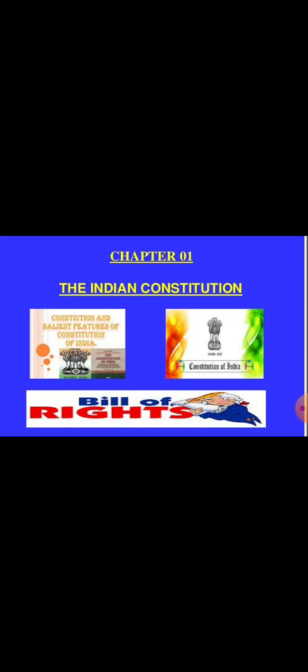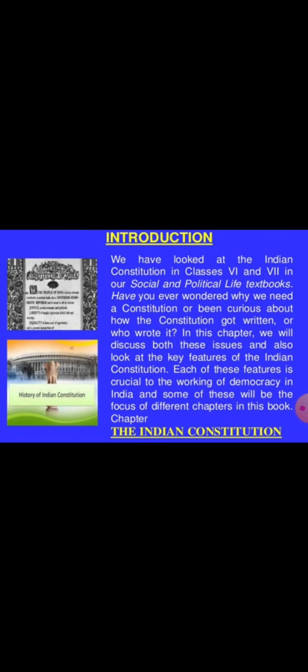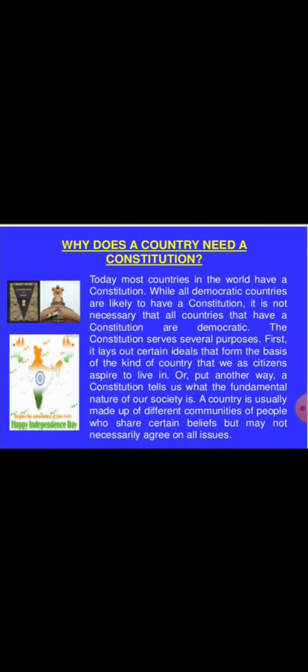Hope everyone is fine. Today, we will discuss our first chapter of civics, the Indian Constitution. The chapter Indian Constitution highlights the importance and need for a constitution for a democratic country. It also explains the crucial features of the Indian Constitution.